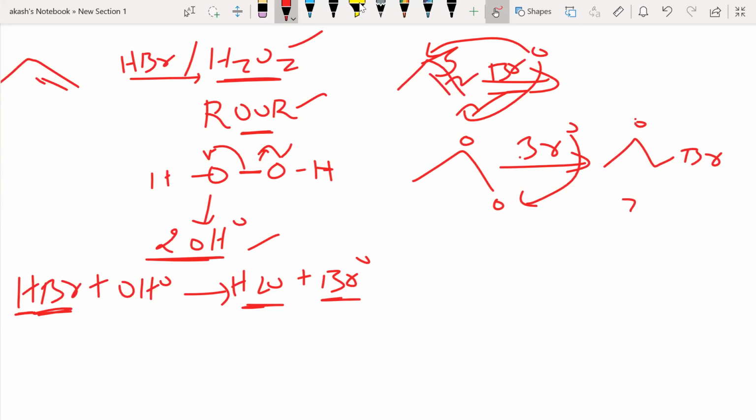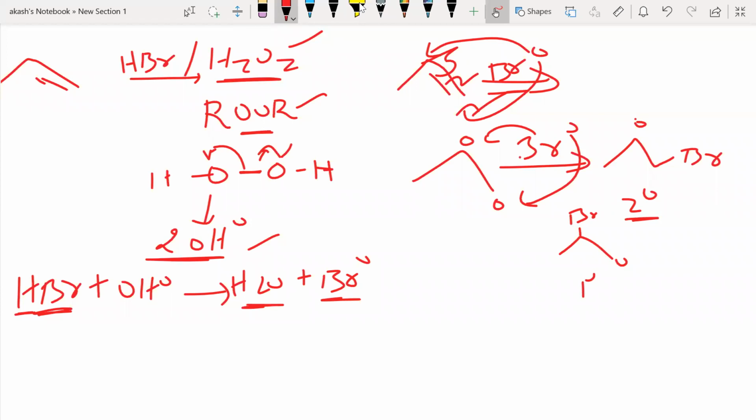Now what do you see? There is going to be a secondary free radical getting formed. But if the Br would have attacked here, I would have got a primary free radical, something like this: Br is here, and there is a radical here. So obviously this is my primary free radical, and this is a secondary free radical. We know a secondary free radical is more stable than a primary free radical. So what will the product be?